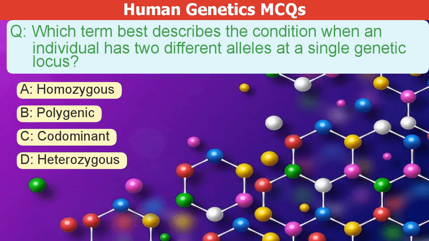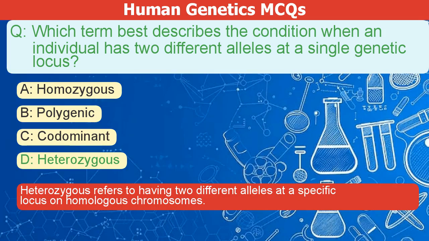Which term best describes the condition when an individual has 2 different alleles at a single genetic locus? A. Homozygous. B. Polygenic. C. Codominant. D. Heterozygous. The correct answer is D. Heterozygous refers to having two different alleles at a specific locus on homologous chromosomes.